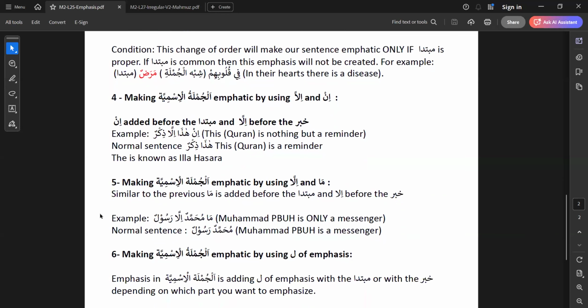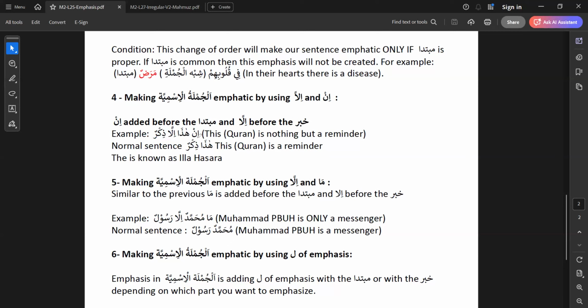Example 4 is making Jumlatul Ismiyya emphatic by using in and illa. So in is added before the mubtada and illa before the khabar. An example we have is in hadha illa dhikrun. This Qur'an is nothing but a reminder. So in and illa is added.